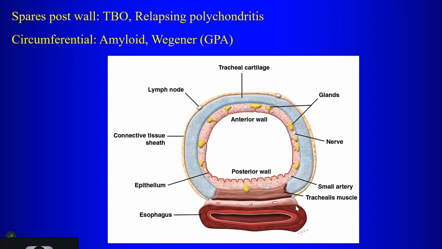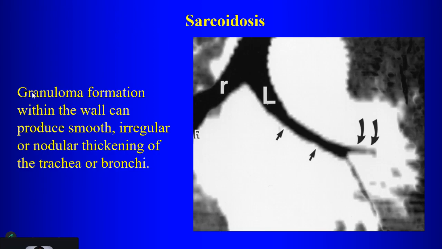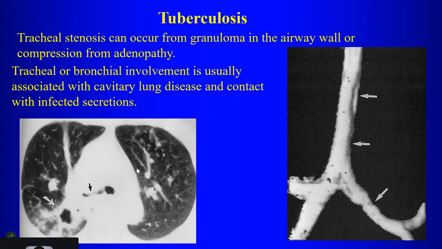So we talk about the parts of the trachea that can be involved, right? The cartilaginous portion involves the anterior and lateral portions. The posterior part of the trachea does not have that cartilage. So if the posterior wall is spared, you think of TBO and relapsing polychondritis. Circumferential thickening, we can see that with amyloid and GPA when you're talking about diseases that affect the trachea. Okay? Other things, sarcoid, inflammation from sarcoid can also give you airway narrowing. Tuberculosis can also do it. So these diseases can also give you narrowing of the airways.